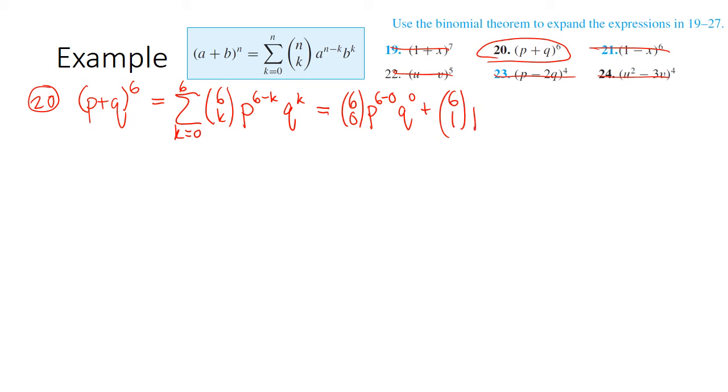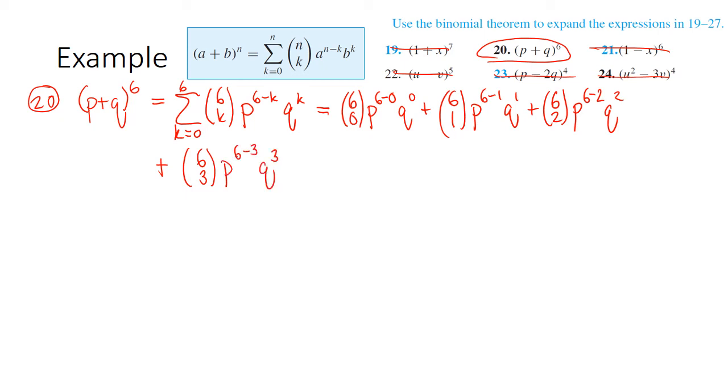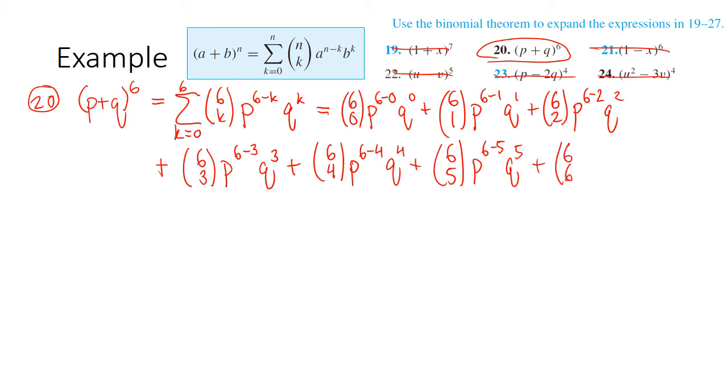Okay, so I'm just going to keep going: 6 choose 1, p to the 6 minus 1, q to the 1, 6 choose 2, p to the 6 minus 2, q to the 2. I've got to go to a new line here, so this is 6 choose 3, p to the 6 minus 3, q to the 3, 6 choose 4, p to the 6 minus 4, q to the 4, 6 choose 5, p to the 6 minus 5, q to the 5, and then the last one, 6 choose 6, p to the 6 minus 6, q to the 6.